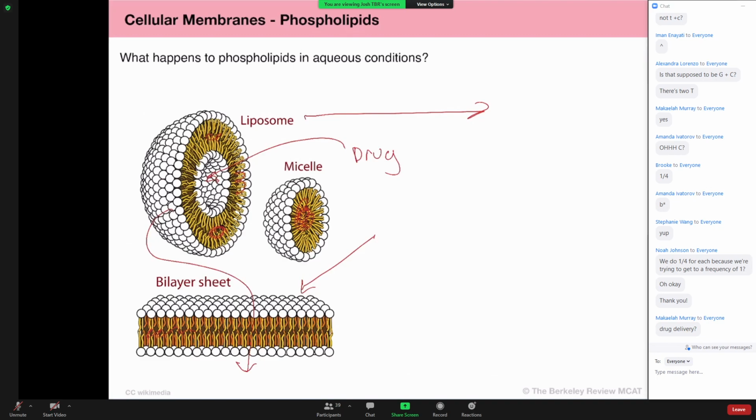It could also do that with things that are hydrophobic. So you could throw a hydrophobic molecule in there. I think an example of that would be vitamin D.